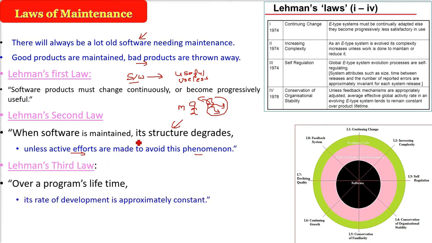Then Lehman's third law. Over a program's lifetime, its rate of development is approximately constant. There is no peak, there is no trough. Sometimes you are developing a lot, sometimes you are not developing, sometimes you are changing the software, sometimes you are not modifying it. So, right from requirements, design, coding, testing, deployment, and maintenance, the rate of software development remains constant with time.